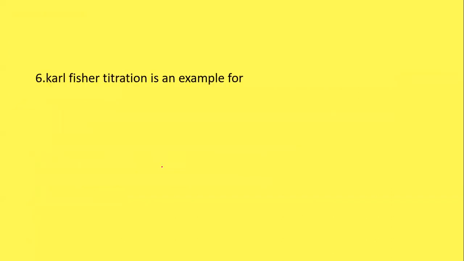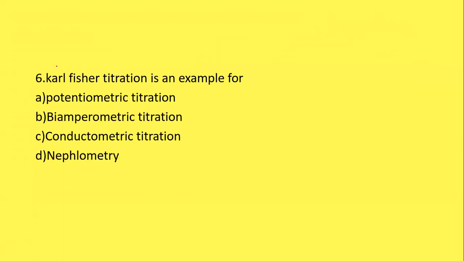Next question. Karl Fischer titration is an example for Option A, potentiometric titration. Option B, biamperometric titration. Option C, conductometric titration. Option D, nephelometry. Karl Fischer titration is an example for biamperometric titration.